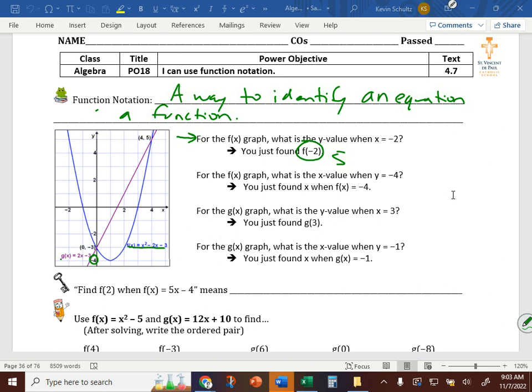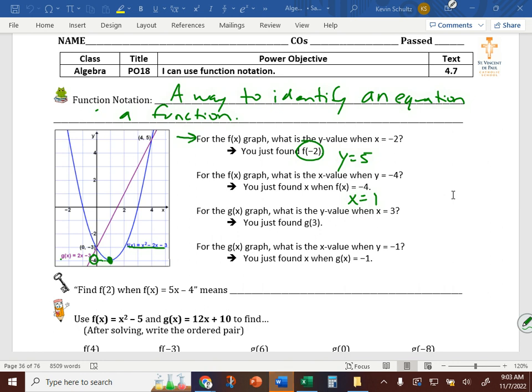Andrea? It is 1. Okay? We look at negative 4. We follow this over to where it connects to the f of x graph, and it's right at the bottom. So I'll put y equals negative 4 up here, and x equals 1. What we just found is x when f of x equals negative 4.